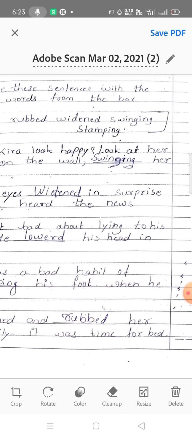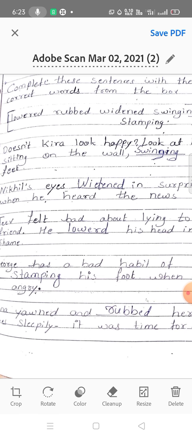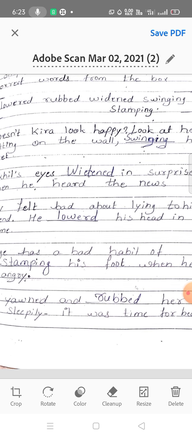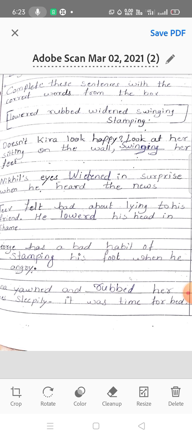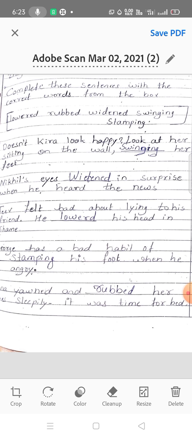Jeev felt bad about lying to his friend. He lowered his head in shame. Lowered means सर झुकाना. अपने फ्रेंड या पेरेंट्स को आप झूठ बोलते हो तो अपने आप से आपका सर झुक जाती है और आँख भी शर्म से नीचे झुक जाते हैं.